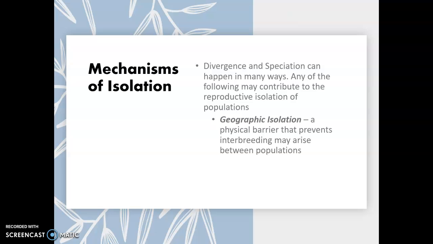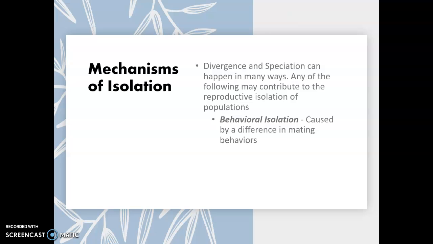Different mechanisms of isolation. Divergence and speciation can happen in many different ways. All of these may contribute to reproductive isolation of populations. The first one is going to be geographic isolation. There is going to be some sort of physical barrier that is going to prevent the species from breeding. Okay, and then that means that obviously there are going to be some differences in the populations based on this geographic isolation. The next one is going to be behavioral isolation.